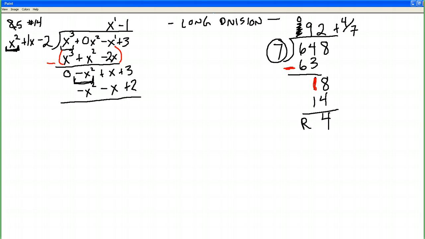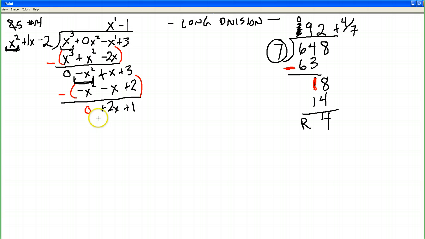Now, say it yourself, what do I do next? I subtract. And so as I subtract here, I get 0 here. I get positive 2x, because I have a positive x plus x, so positive 2x. And then I get plus 1.